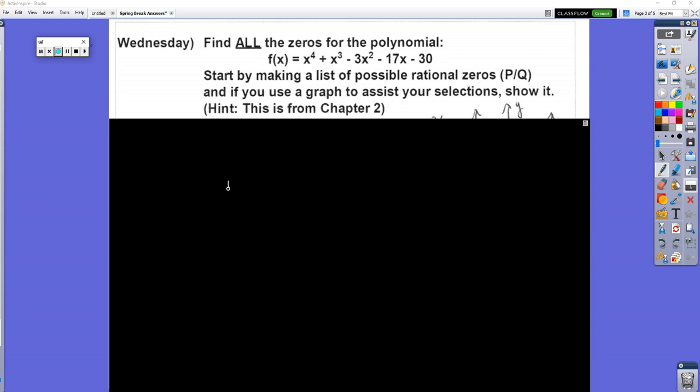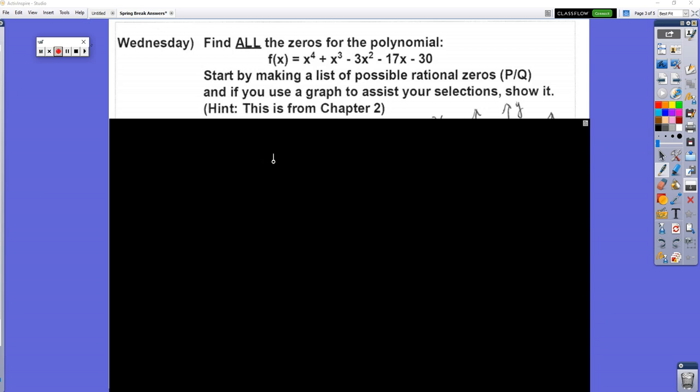Wednesday's problem says find all the zeros for the polynomial f of x equals x to the fourth plus x cubed minus 3x squared minus 17x minus 30. The problem says to start by making a list of possible rational zeros, that's your p's over your q's, and if you use a graph to assist your selections, show it. Hint, this is from chapter 2.